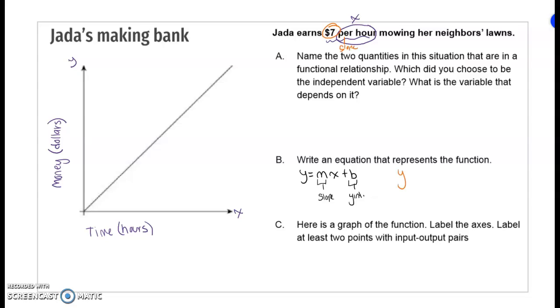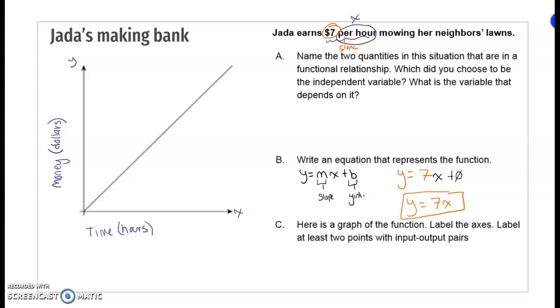So if I was going to write an equation, I would write y equals, because y and x stay there. They don't change unless we put numbers in them. So y equals $7, and I'm going to have the x right next to it. And it doesn't say she's starting with anything, so we don't need to put a y-intercept. You could say +0 if you wanted to, but remember, mathematicians are pretty lazy. So what we just write is y equals 7x. This says $7 per hour and how much she'll get.